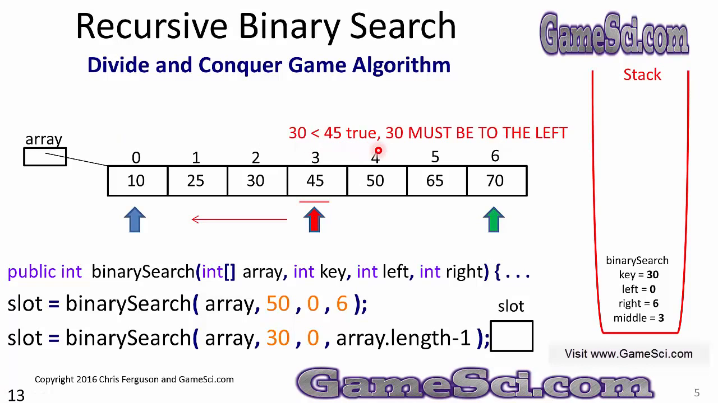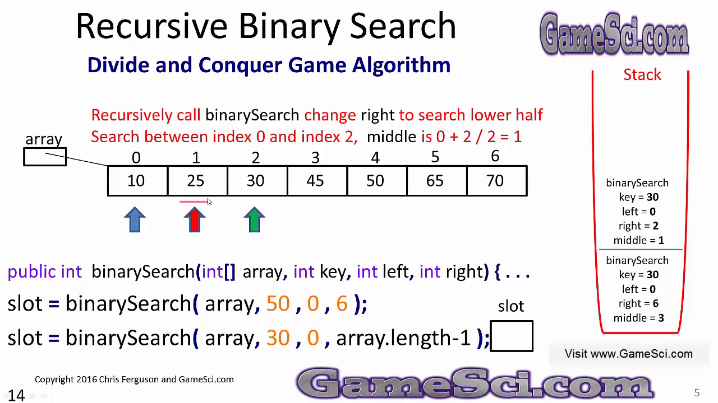30 less than 45 is clearly true, so 30 must be to the left. If this is a sorted array, then any numbers smaller than 45 have to be on this side of the array. Let's recursively call binary search and adjust our search parameters. Recursively call binary search, change right to search the lower half. Remember, right is this green arrow. It's moved from here all the way down to here. If what we're looking for is less than 45, we want the right side of our search parameter to be right there. So you can see we're still looking for the value 30. Left is still 0. Right now has changed all the way down to 2.